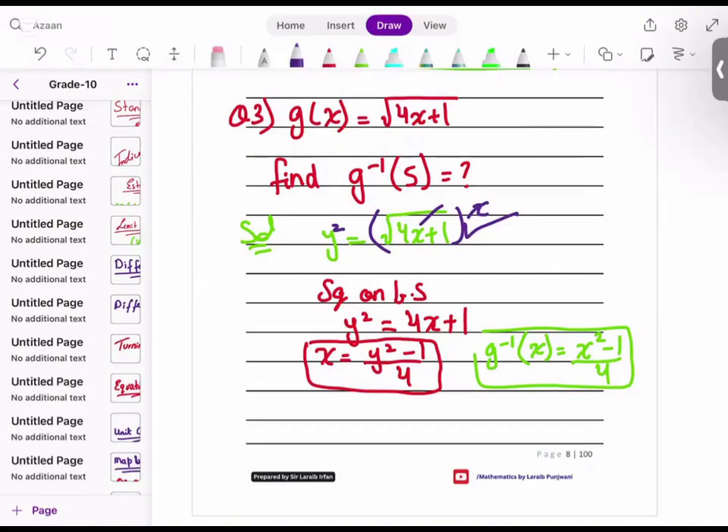Plus 1 goes to the other side and becomes minus 1, and 4 goes to divide on the other side. So the equation becomes x equal to y square minus 1 over 4. Now we have to write this equation in inverse form. So g inverse of x equal to x square minus 1 over 4. Now the question says that we have to put the value 5. So I got the inverse. Now I just need to put the value 5. So 5 square will become 25. 25 minus 1, this means 24 over 4. So the final answer will be 6.